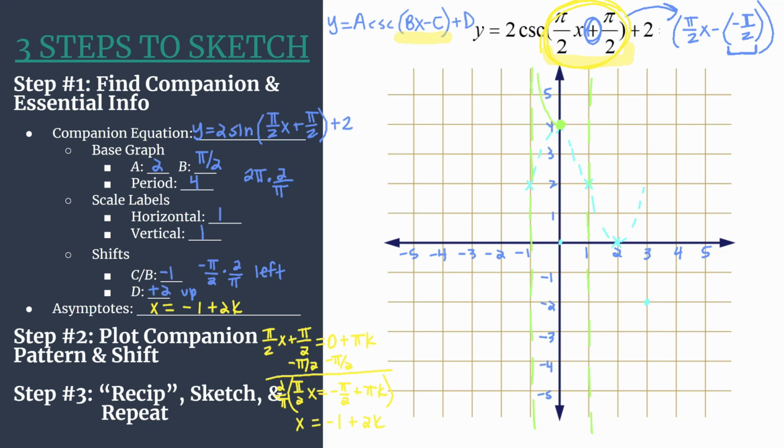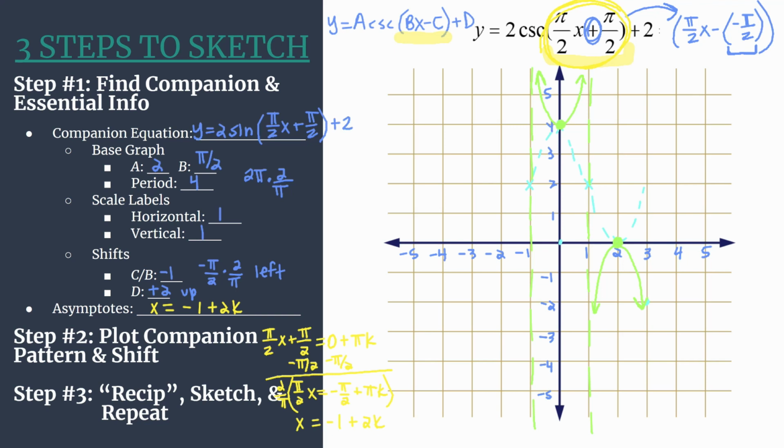Okay, so I'm going to go ahead and sketch in the cosecant curve too. Okay, so here's that part. And then the minimum from the companion sine graph becomes a local maximum. Okay, so it'll look a little bit like that. So there you have one cycle of our final graph.